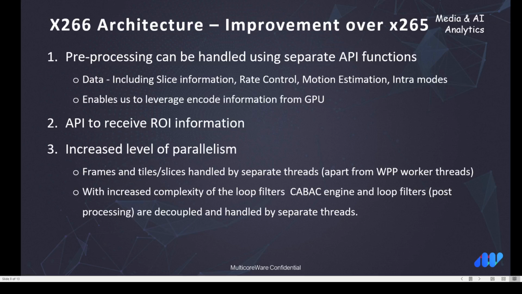We just saw the overall architecture of x266. Now I will go over the improvements that we have done in x266 compared to x265. Like I said before, the preprocessor module is handled by a separate thread and it has API functions to send in or send out any form of preprocessing information like the slice data or rate control information.